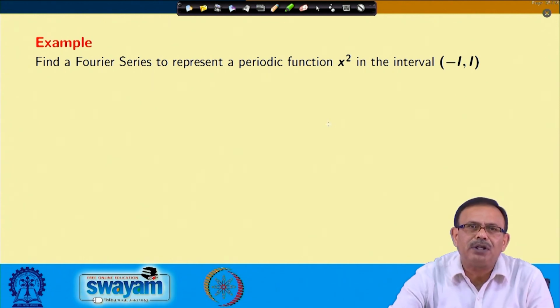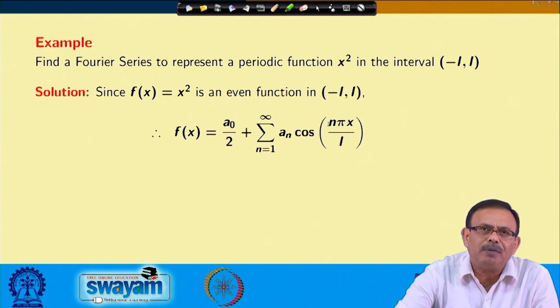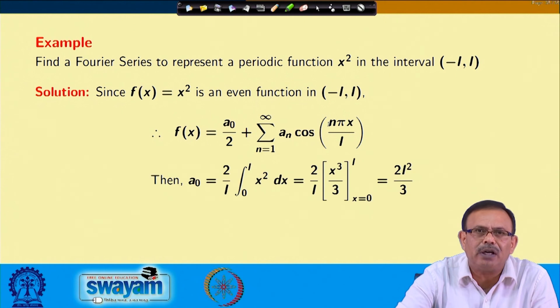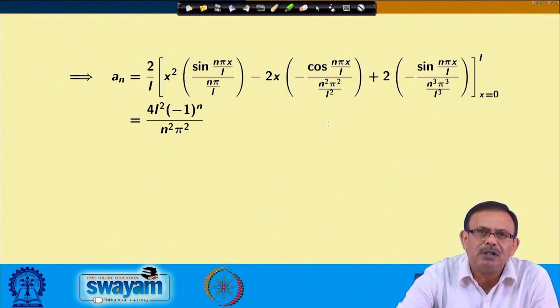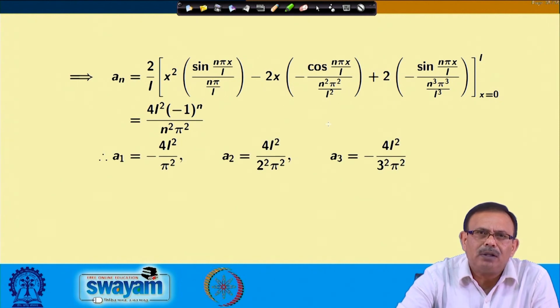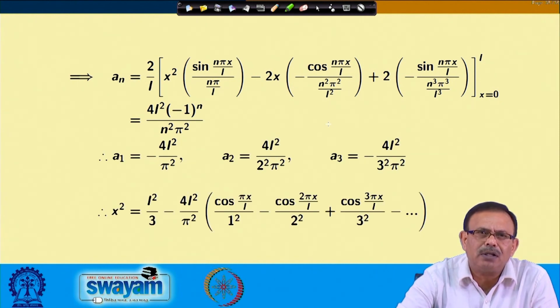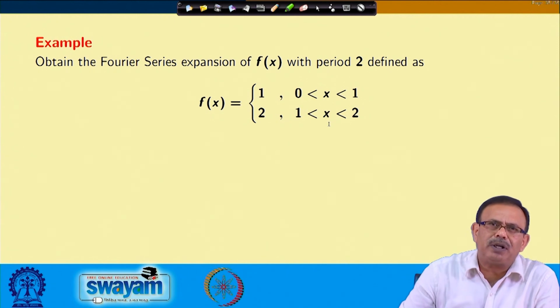So, let us see quickly again whatever we have done. Since f x is an even function, it will consist of cos terms only, a naught and a n will be there. A naught is 2 L square by 3, a n if you calculate is 4 L square into minus 1 to the power n by n square pi square, and a 1, a 2, a 3 are these. So, x square you can write down in this term like this way. Next problem, let us see quickly again.